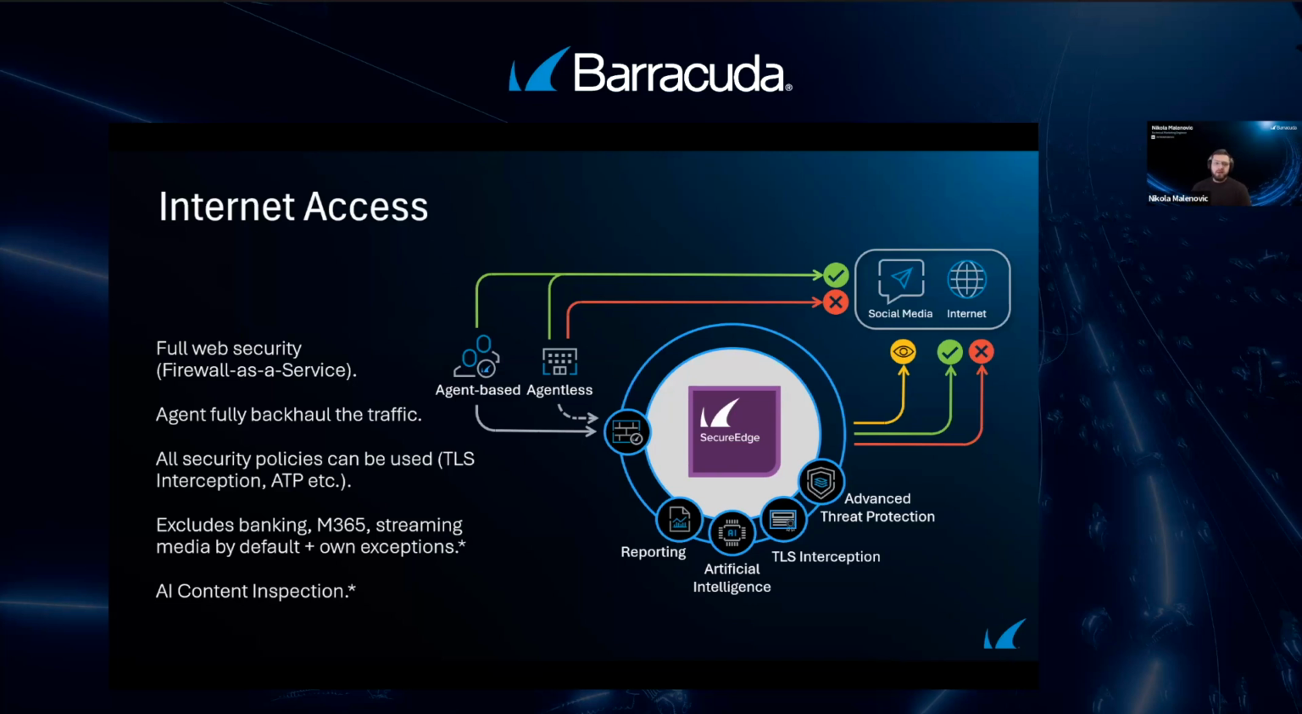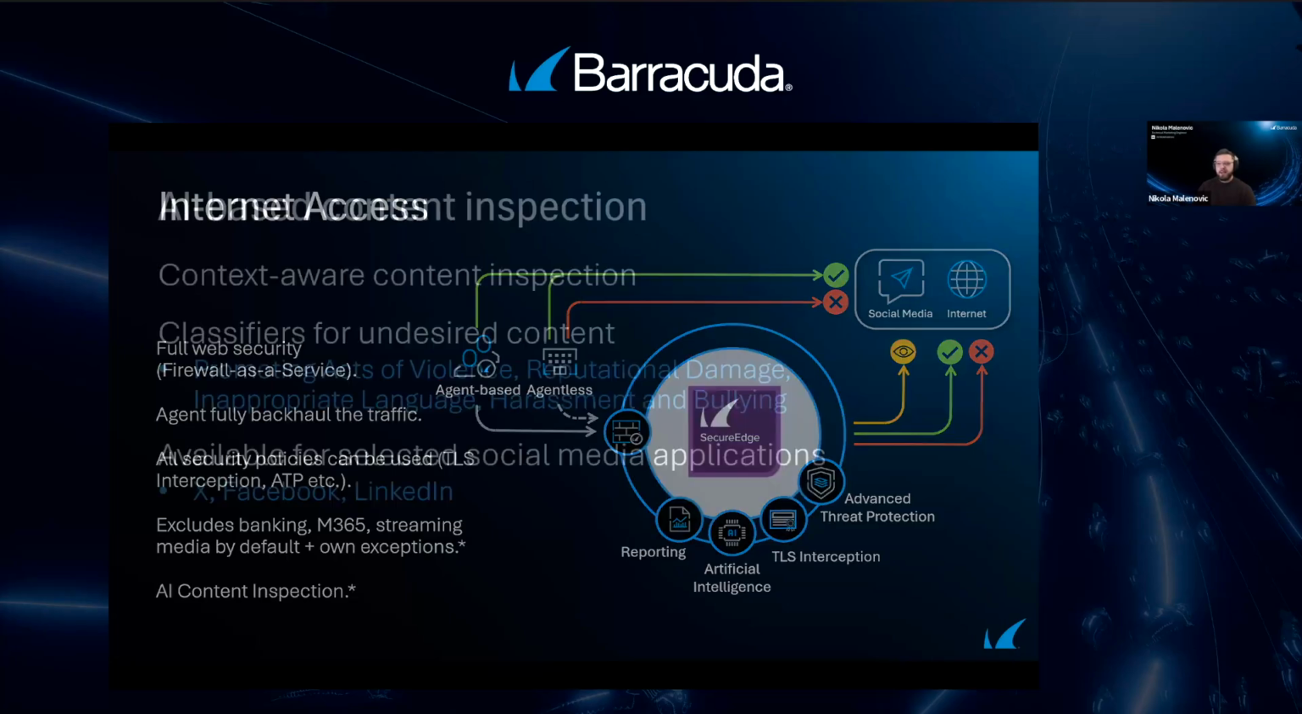Now we will have some automatic exclusions for the backhauling. For example, banking information or M365 traffic or streaming media. These will all be excluded from the backhauling. And customers can also add their own exceptions for the traffic that they want to exclude from backhauling, right? And we now also have AI content-based inspection for social media. And that's what we are going to talk about next.